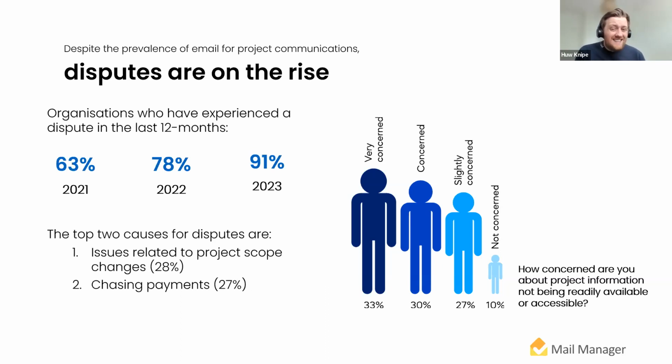With findings like these, it's hardly surprising that 90% of businesses are concerned about their project information not being readily available or accessible. In fact, 1/3 of respondents indicated that they are very concerned by this. Understandably, organizations with an email management tool in place, such as Mail Manager, reported less overall concern with their information being visible and accessible by their teams compared to those without a tool in place.